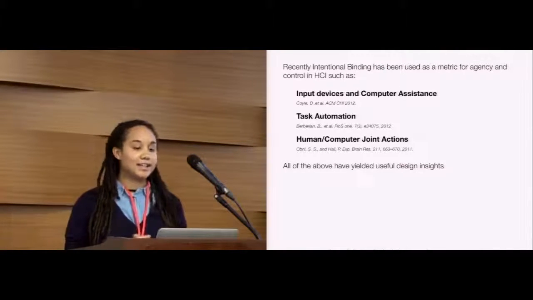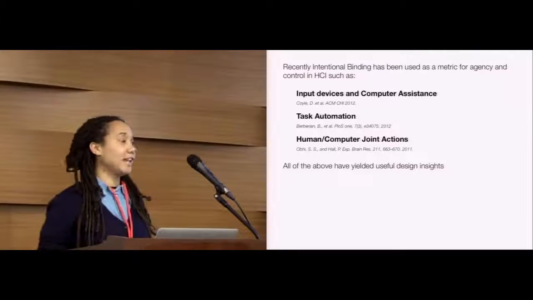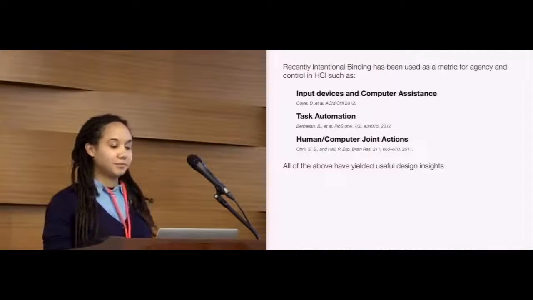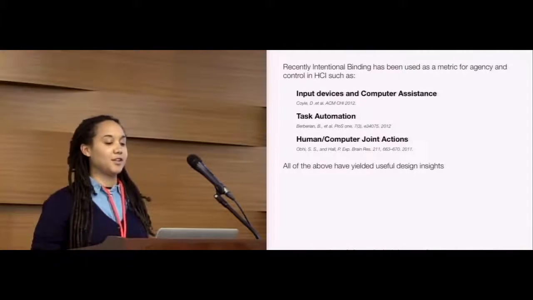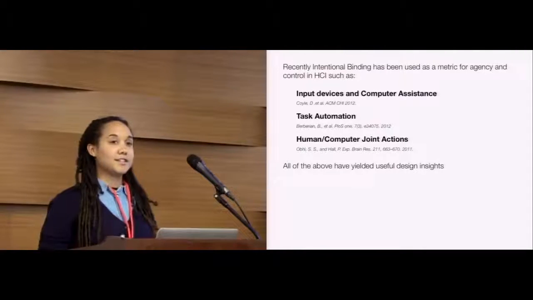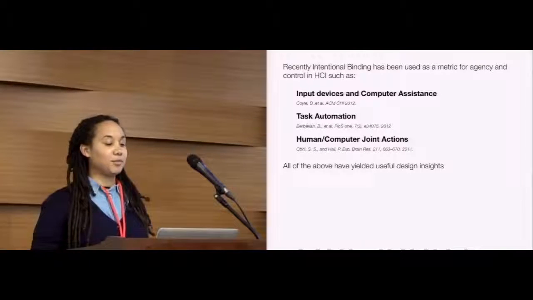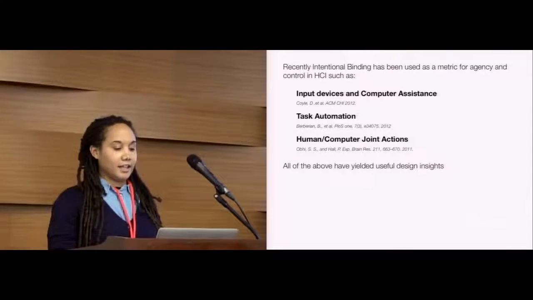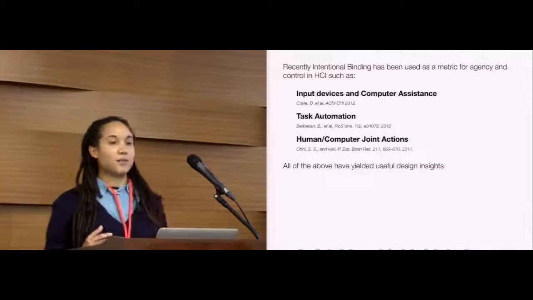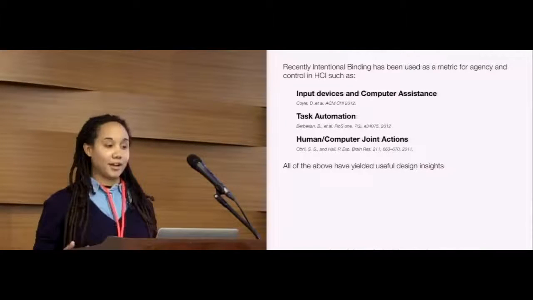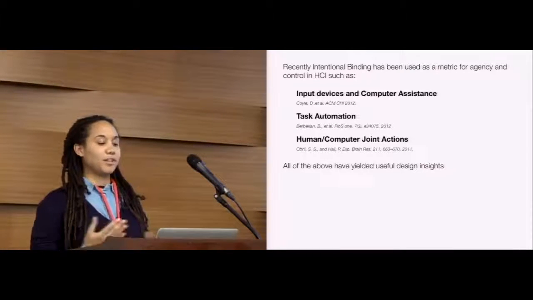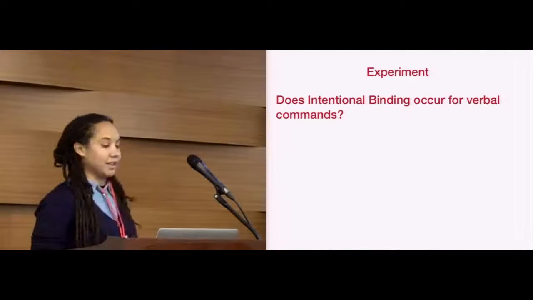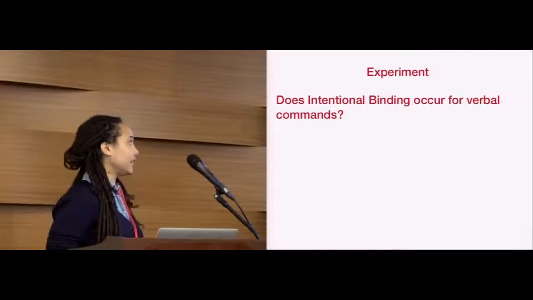More recently, intentional binding has been used to measure the sense of agency in HCI, where the action and outcome requirements have become slightly more complex. For example, settings such as new input devices, computer assistance, task automation, and human-computer joint action have all been investigated using intentional binding as a metric for agency. Despite this, it's still only been one modality which has been looked at, and that is manual action. So we thought it'd be interesting to explore whether this phenomenon occurs for verbal action. This leads me on to the empirical study, where we ask the question, does intentional binding occur for verbal commands?